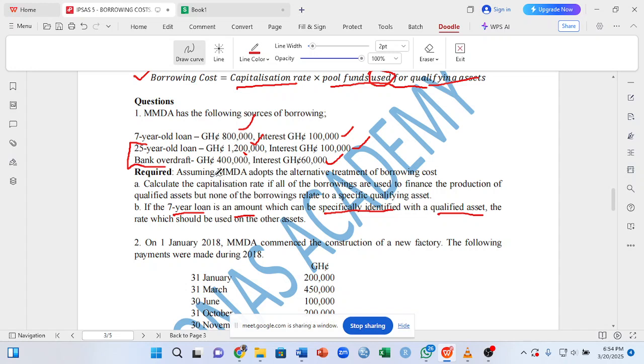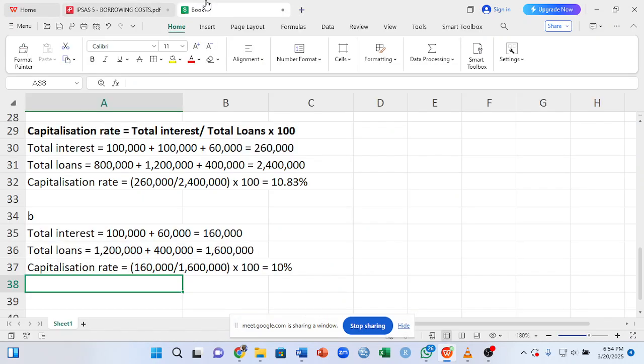Can you re-explain the B part, please? The B part. Yes, please. Is it the calculation? Yes, please.